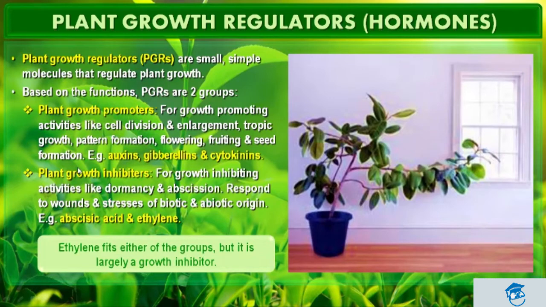Now come to the plant growth inhibitors. They are those regulators that inhibit activities like dormancy and abscission, and more importantly, they respond to wounds and stress of biotic and abiotic origin. Examples are abscisic acid and ethylene. And please note that ethylene could fit either group, but it largely fits the growth inhibitor group.